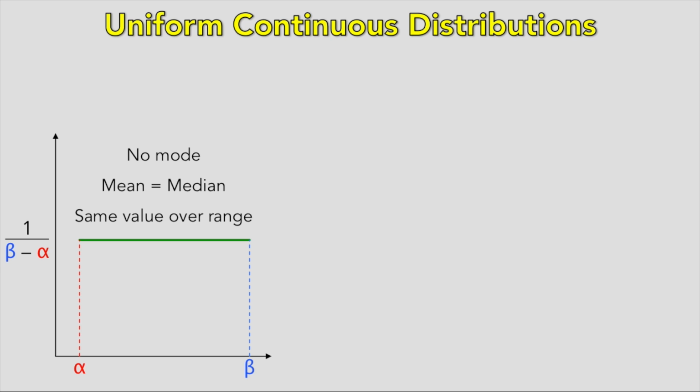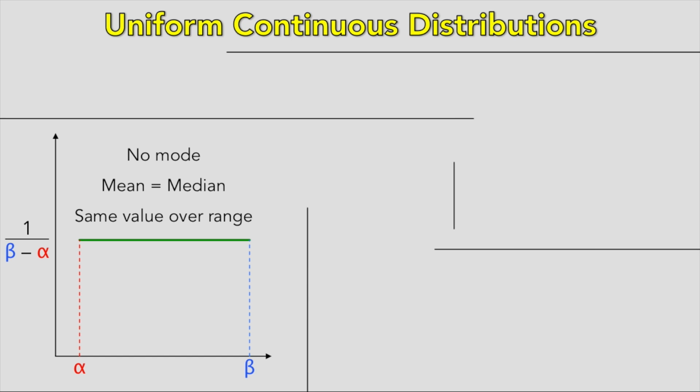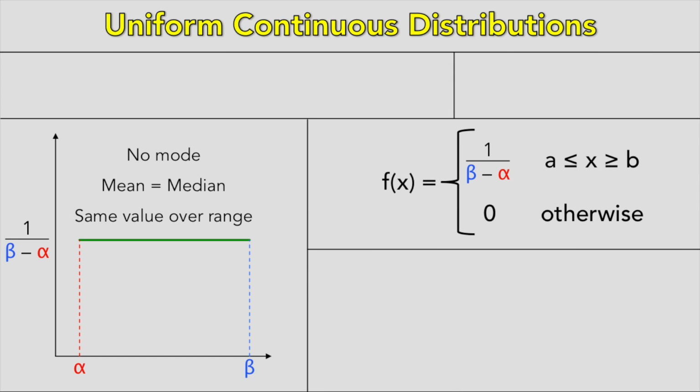If a continuous random variable X has a uniform distribution over the interval alpha to beta, then its probability density function is given by that lovely little, yes, that there, with the horrible brackets, 1 over beta minus alpha.